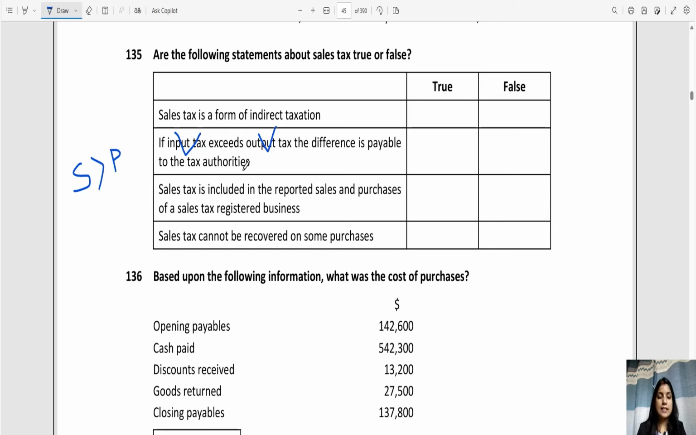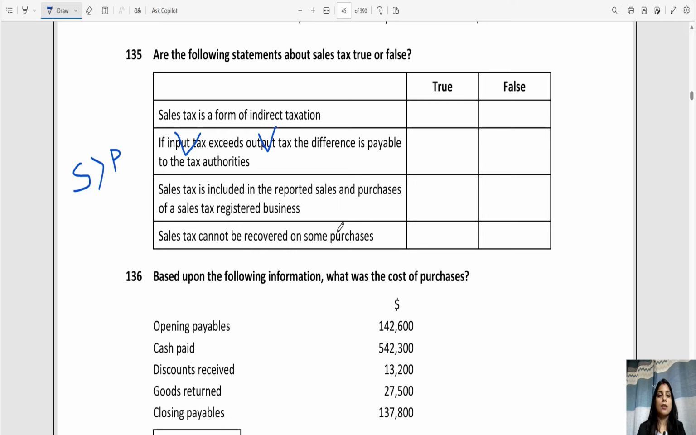Third statement, sales tax is included in the reported sales and purchases of a sales tax registered business. Those businesses that are registered for VAT need to charge VAT, and they will also receive VAT if they have paid it on goods or items they purchased for the business. But in the sales ledger and the purchase ledger, we will simply record the net amount, not the sales tax. For the sales tax or VAT, there is a separate ledger. So that's why it's not included. Okay, so it's false.